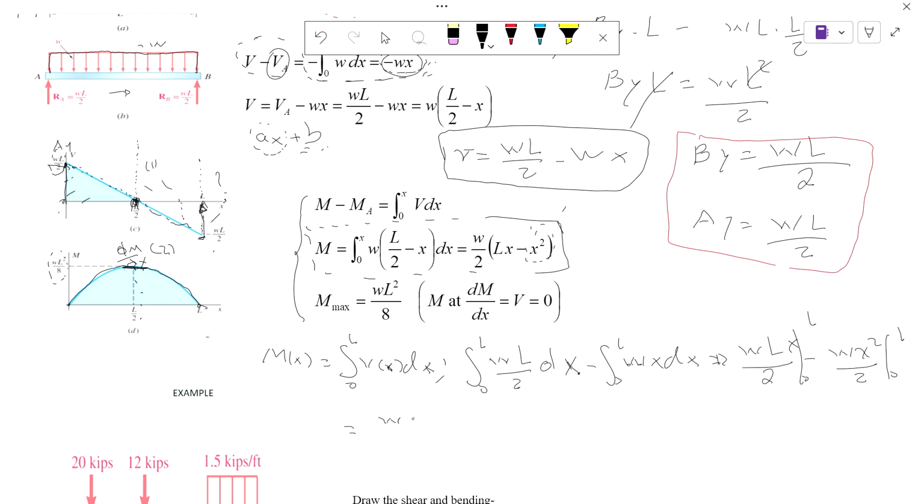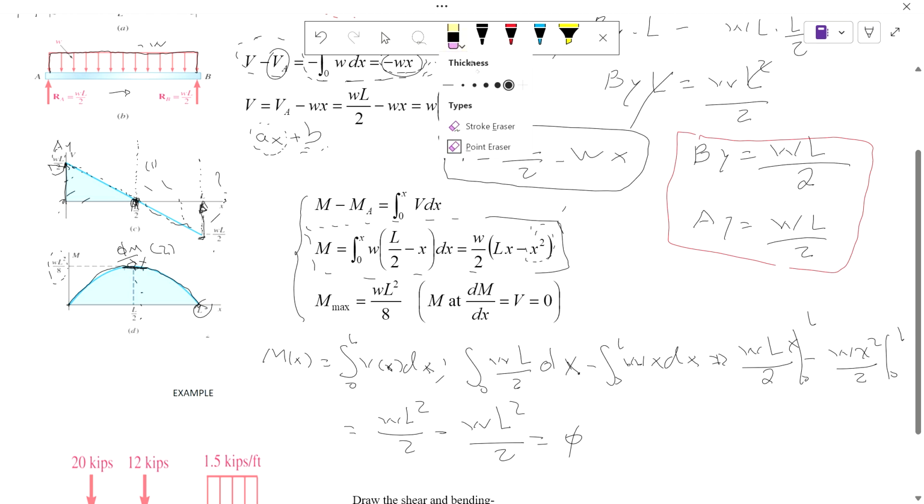This is equal to WL squared divided by 2 minus WL squared divided by 2. This is 0. Yeah, it's because I'm finding the moment at this point. Okay, good. So what we need to do is do this, right, let's fix this. So let's do a general iteration constant, so x prime and x prime. So when it's L, it is 0.